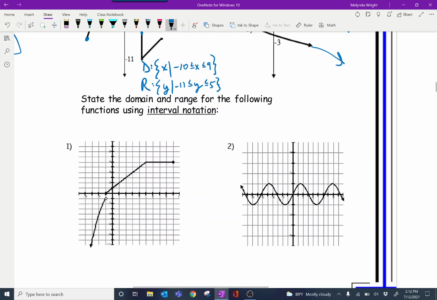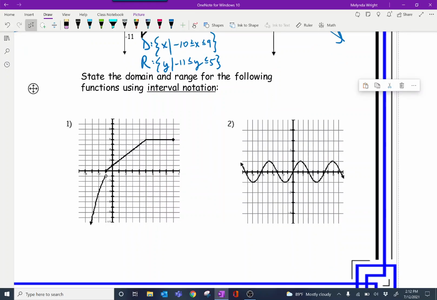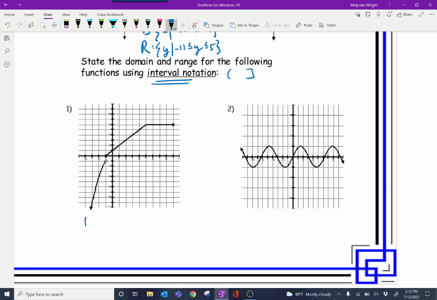Now our last examples have to do with domain and range in interval notation. If you recall, interval notation has parentheses or brackets or some kind of combo. So let's take a look. Our domain here, we go all the way to negative infinity. Again, there's a hollow part here, but this one is filled in, so we're good. That's not an issue with the domain. And then we go all the way over here to, 2, 4, 6, 8, so to 9. And it includes 9, so we use that bracket.